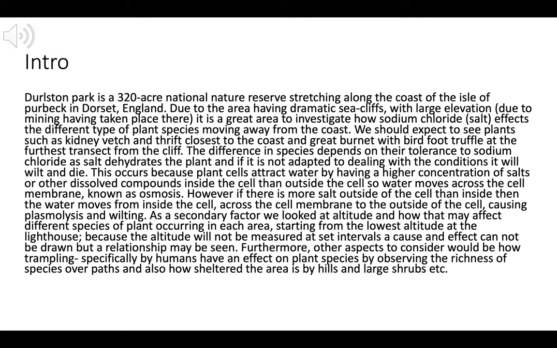A secondary factor we looked at is altitude and how that may affect different species of plant occurring in each area, starting from the lowest altitude at the lighthouse. Because the altitude will not be measured at set intervals, a cause and effect cannot be drawn, but a relationship may be seen. Furthermore, other aspects to consider would be how trampling, specifically by humans, has an effect on plant species, by observing the richness of species over paths, and also how sheltered the area is by hills and large shrubs.